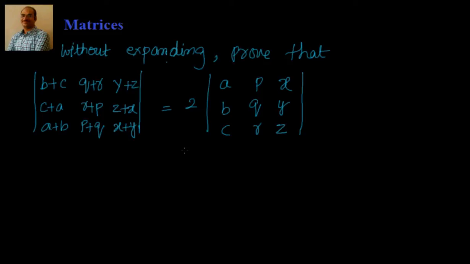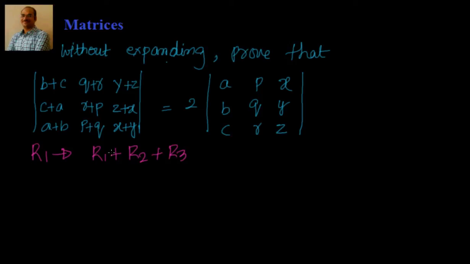That means first I have to find a way to get 2 out from the left hand side. If I am able to get 2 out, then I should be able to proceed. To get 2 out, let us see what operation I have to do. If I do it column-wise, C1 equal to C1 plus C2 plus C3, it's not giving me any result. But if I do R1 assigned R1 plus R2 plus R3, I see that I may get 2 out. So let me immediately go there and try to apply that.